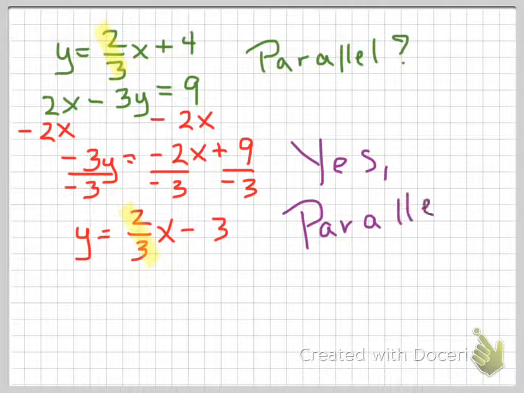We have a symbol for parallel in mathematics. It looks like this. So I could say yes, those are two parallel lines based on the fact that they both have a slope of 2/3.